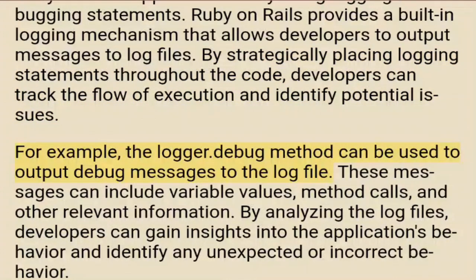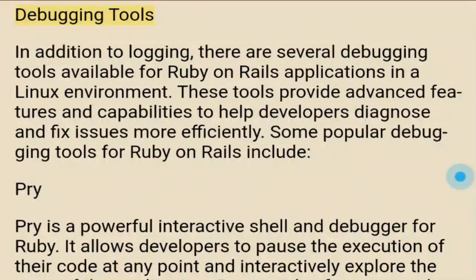For example, the logger.debug method can be used to output debug messages to the log file. These messages can include variable values, method calls, and other relevant information. By analyzing the log files, developers can gain insights into the application's behavior and identify any unexpected or incorrect behavior. Debugging tools.